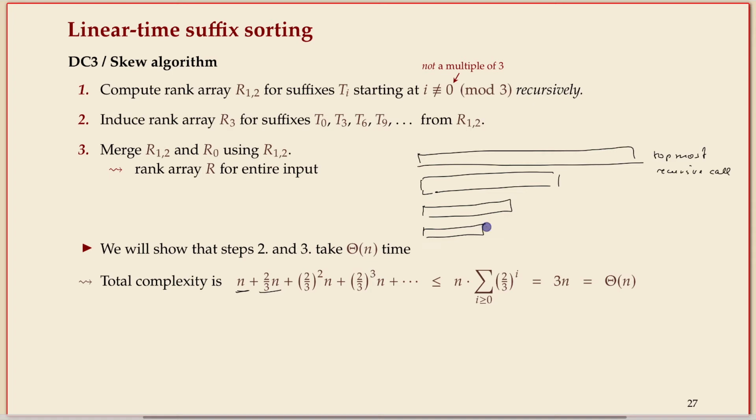But this is, if you always lose... I think I should draw it slightly more carefully, maybe. If you always lose a constant fraction in the recursive call, what you get if you spell it out is a geometric series, or it's upper bounded by a geometric series. And the sum of these things, a number less than 1 to the i summed over all i, is bounded by a constant. So in this case, it's bounded by 3. Okay. And so the overall running time of this algorithm is linear.